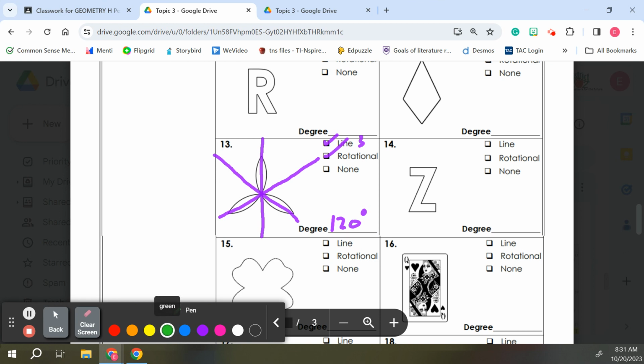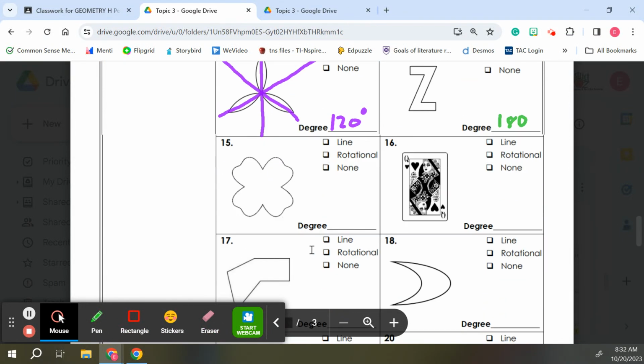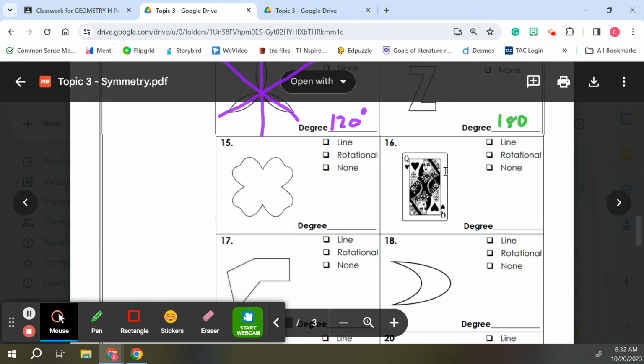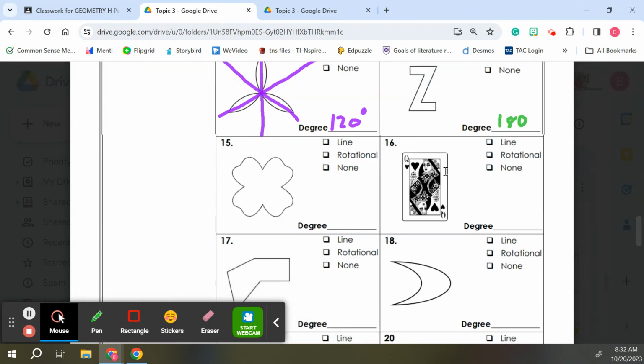What are we thinking here? It's rotational though. What's the rotation? 180. Very good. Anything else? No, that's it. I definitely want to go over 15 and 16 with you guys, because these are not bad, just a little weird. There's no bottom line.